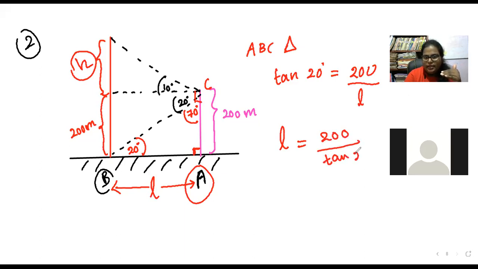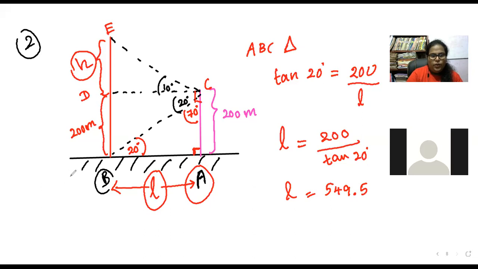So you can get L as 549.5, right? So L is 549.5. So we are finding this L length. Now I take this triangle, using D and E, right? I am now talking about the triangle CDE. That means this triangle.